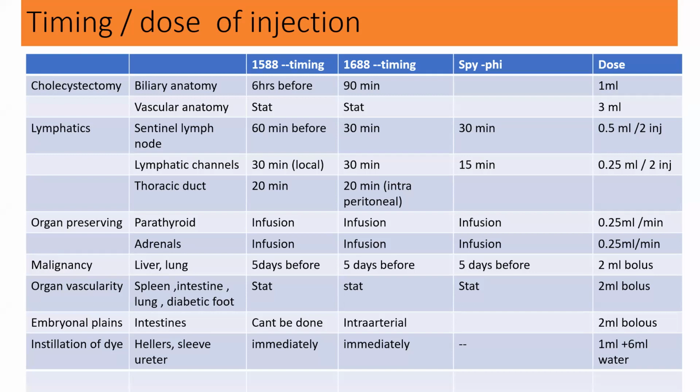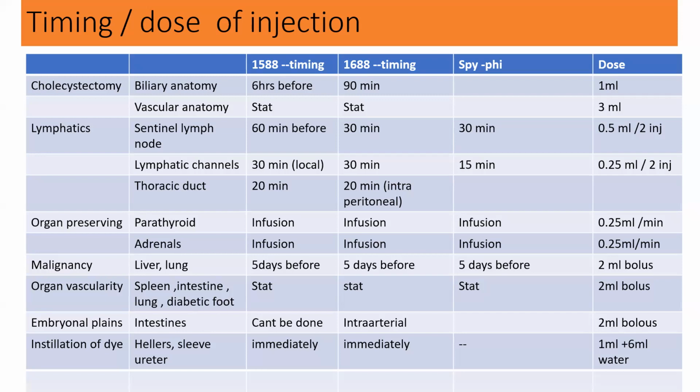If you want to see the vascular anatomy during cholecystectomy, you have to give a bolus dose immediately, but the dose will be higher, that is 3 ml. But if you want to see the biliary anatomy, you will have to give it 60 to 90 minutes before, and the dose will be only 1 ml. Similarly for lymphatics, it will be 30 to 60 minutes before.